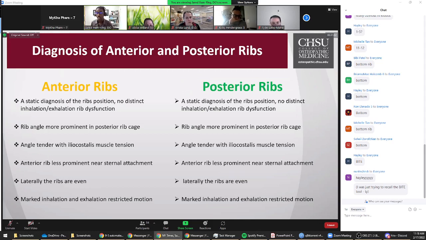And you'd note that by checking inhalation and exhalation, you're likely going to have either no restriction or equal restriction in inhalation and exhalation with these ribs. So it's not a distinct group dysfunction. It's that one rib that's just anterior or posterior, okay? Usually you're going to have some tenderness over that area as well, all right? So the anterior rib is going to be more prominent.